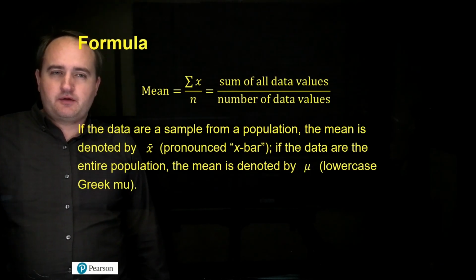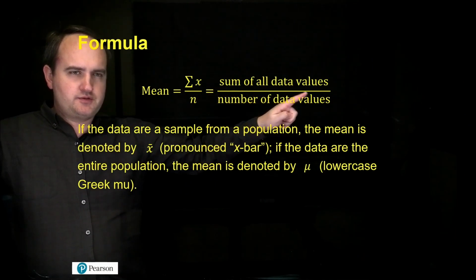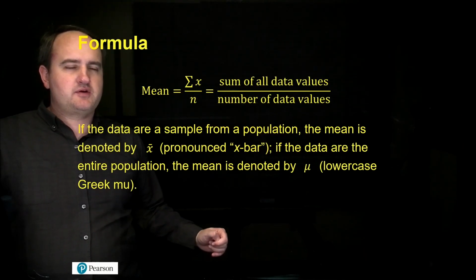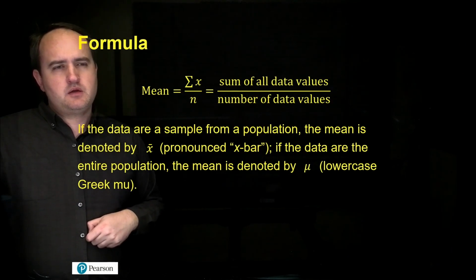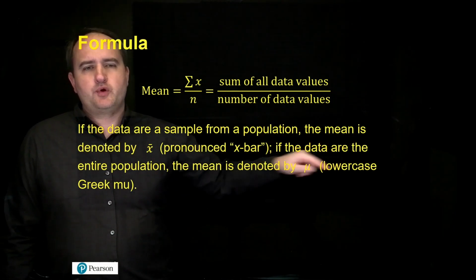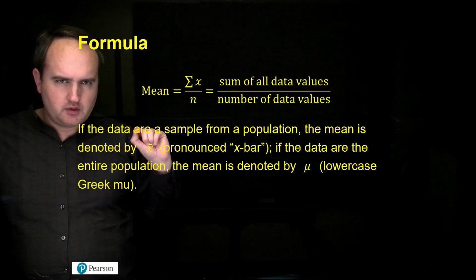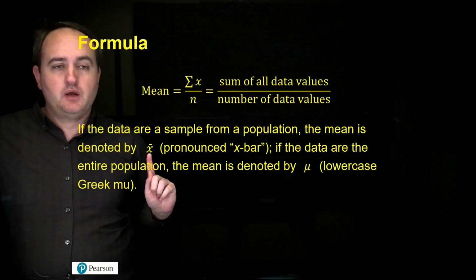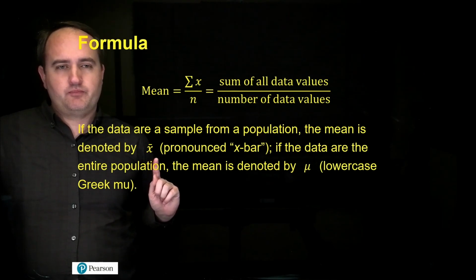And it actually turns out that when you're calculating the mean, you're always going to use this formula. And it doesn't matter whether you're calculating a sample mean. If it's a sample mean, we'll call it x bar. So it looks like x with a horizontal line above it. That's called x bar. This right here, that's for a sample. That's the mean for a sample.